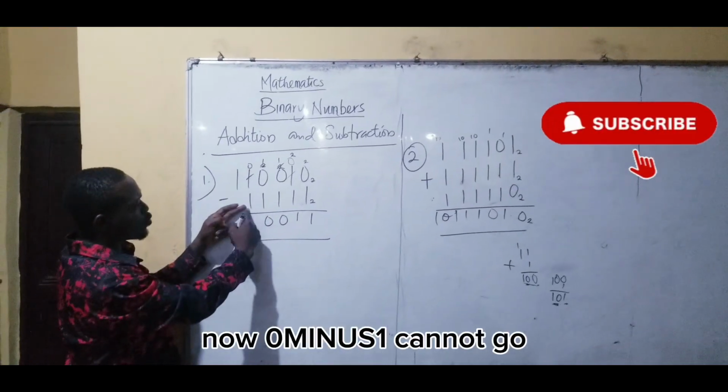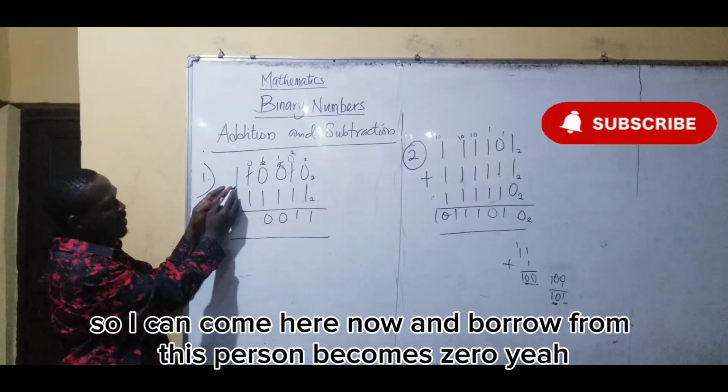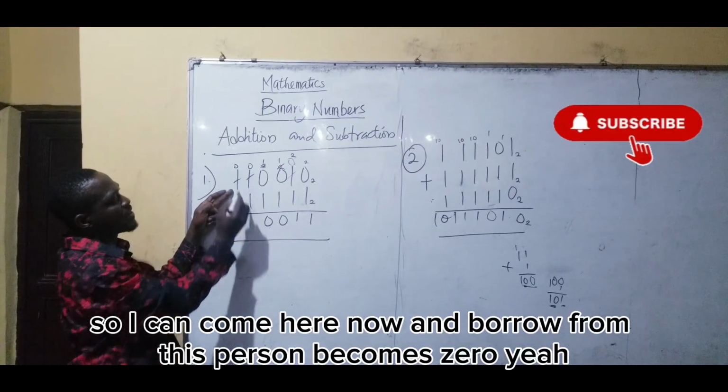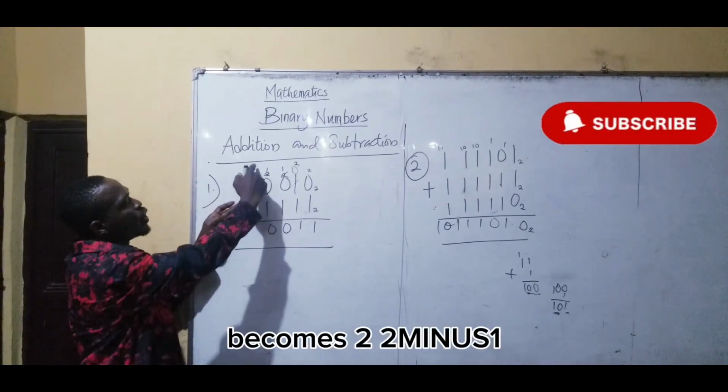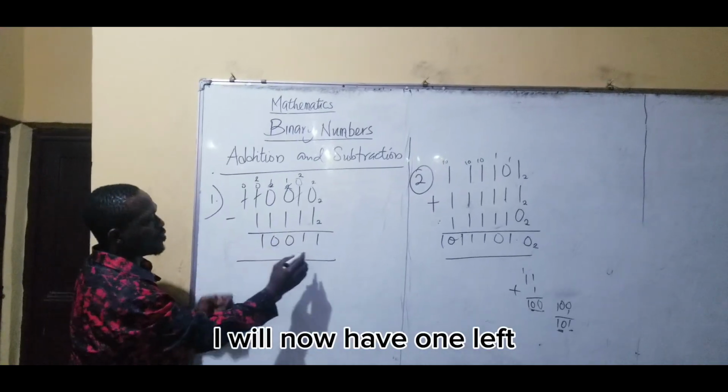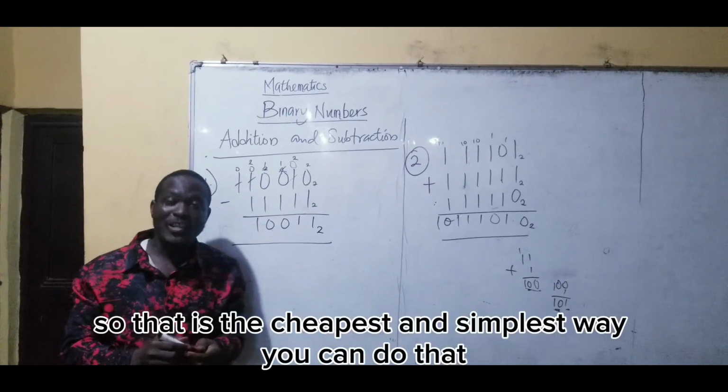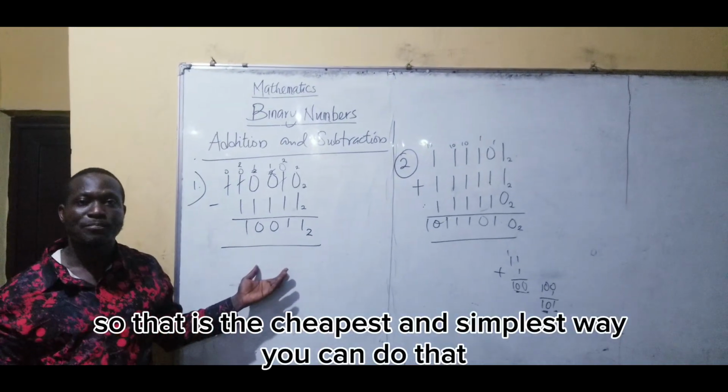Now 0 minus 1 cannot go. So I can come here now and borrow from this person. It becomes 0, yeah, it becomes 2. 2 minus 1, I will now have 1 left. So that is the cheapest and simplest way you can do that.